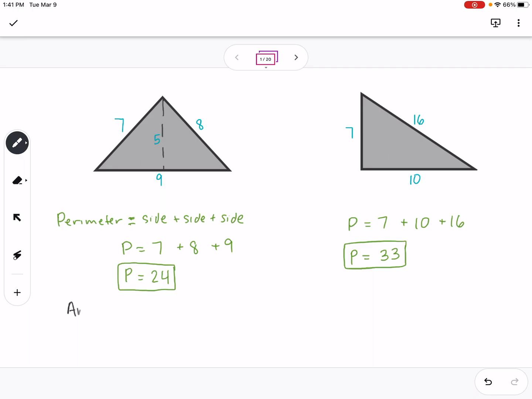Okay, now, area. Area of a triangle is 1/2 times the base times the height. It's also sometimes written like this, base times height over 2. This is the same thing mathematically.